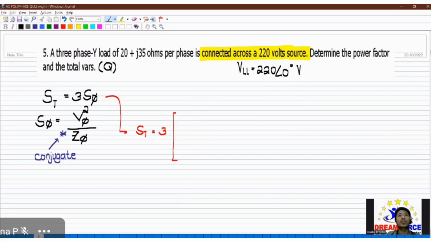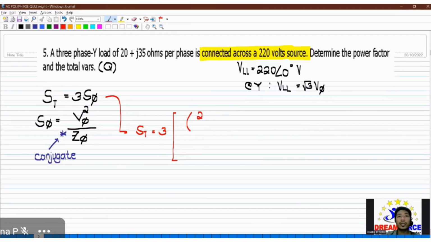Okay? So again, since we have your Y load, meaning yung line-to-line voltage natin is also equivalent to the square root of 3 of your per phase value. Kailangan natin sa formula would be the per phase. Tandaan nyo rin po, engineers, sa ating calculation ng S, ilagay mo yung angle.